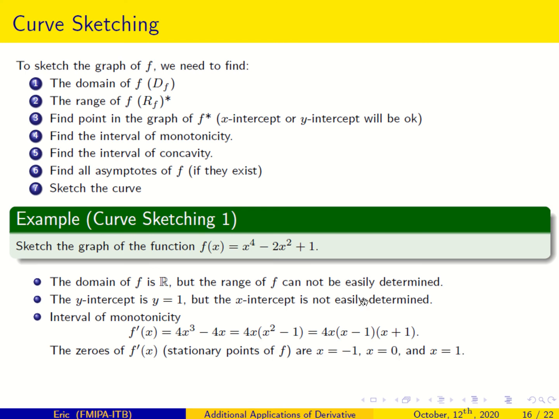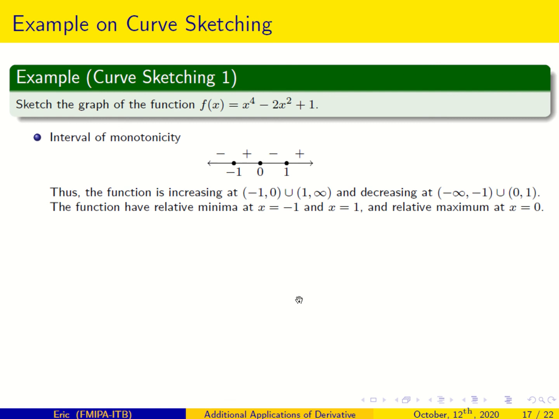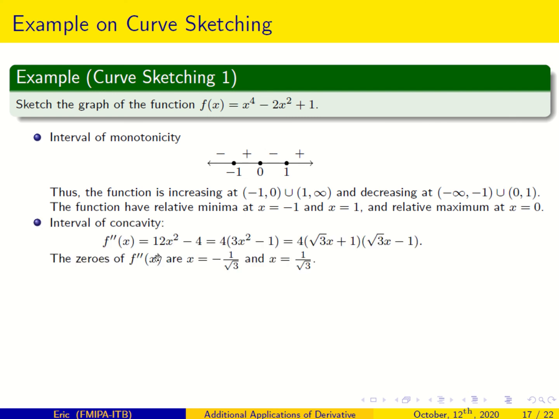How do I find the interval of monotonicity? I have to find the sign diagram. I have the sign diagram of F prime. So I have decreasing, increasing, decreasing, increasing. It is increasing on this interval and decreasing on this interval. By the first derivative, we know the relative minima happen at minus 1 and 1, and the relative maximum is at 0. You can easily see that.